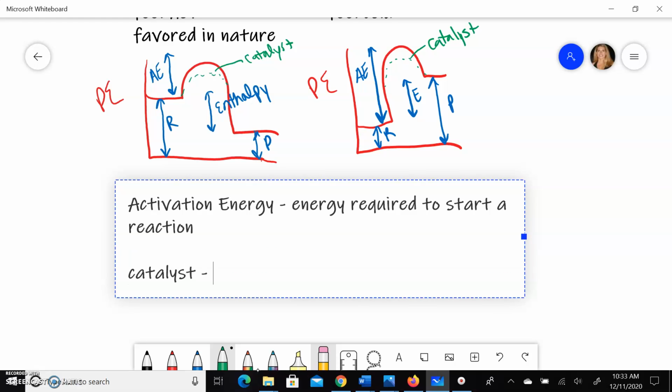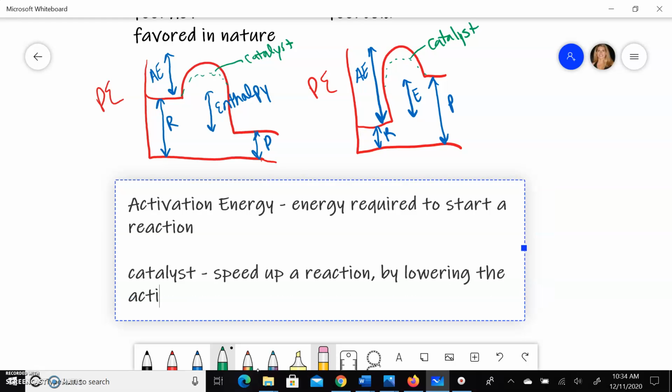You need to know two things about this. You need to know that a catalyst will speed up a reaction, but you also need to know how it does that. And it does it by lowering the activation energy. So that the particles don't require as much energy to get over the hill, so they can turn into products faster.